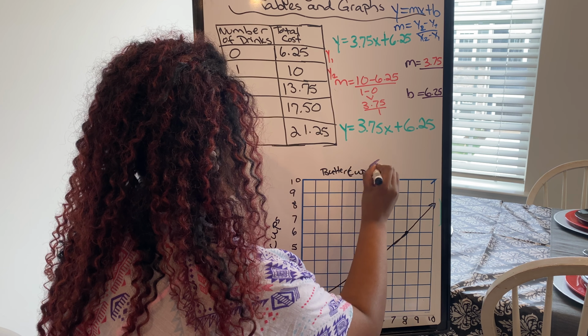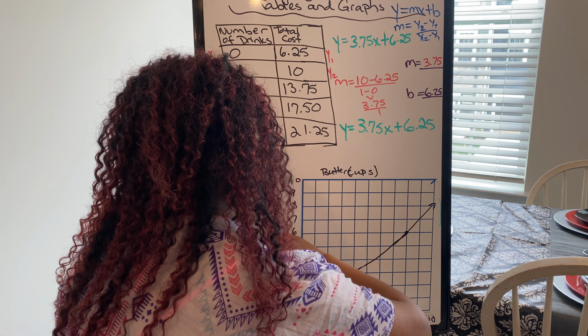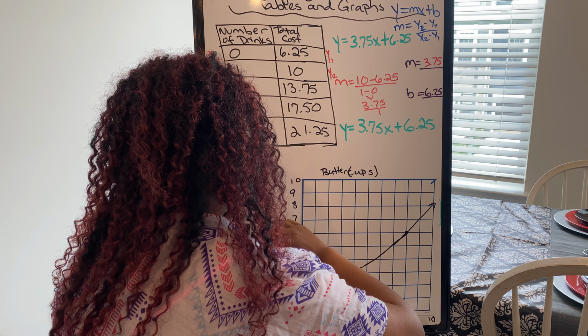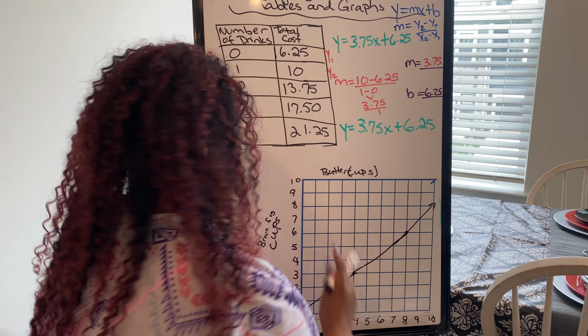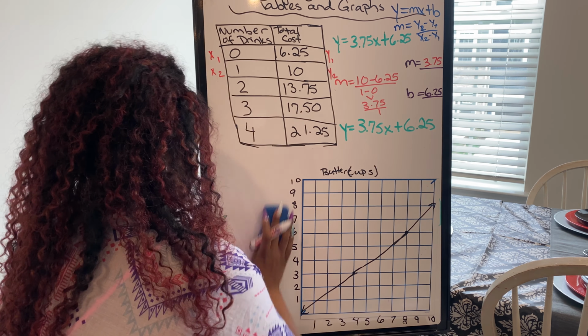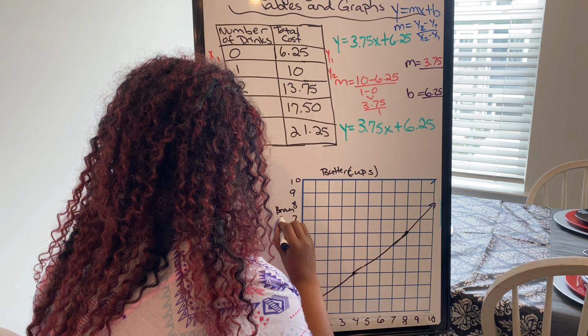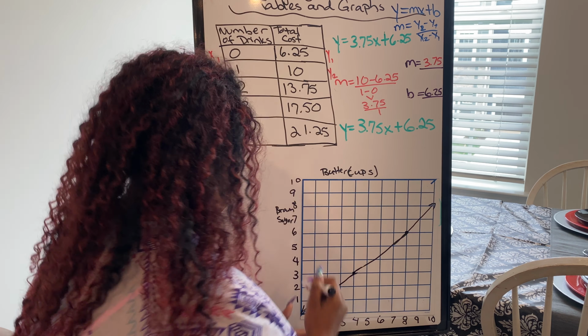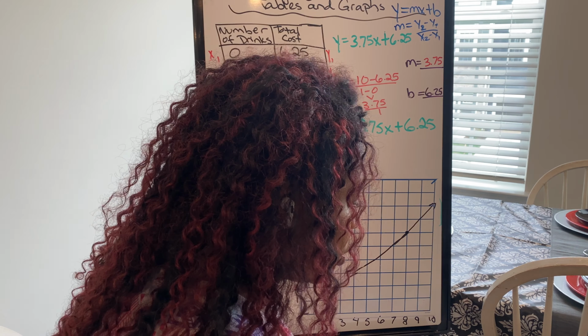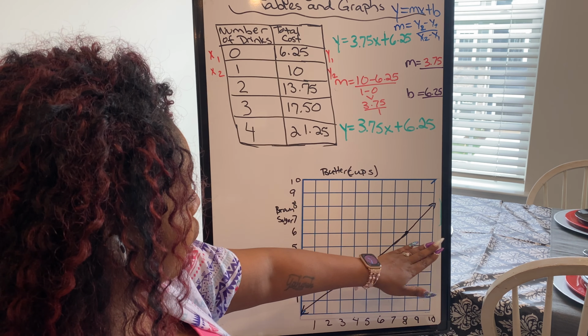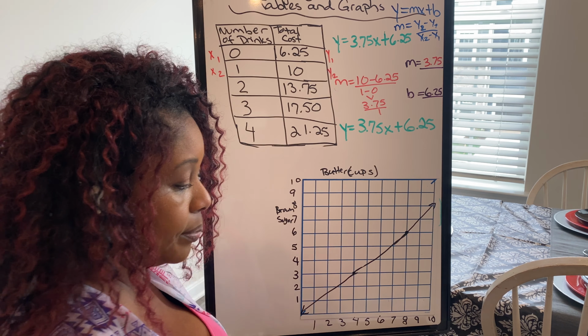Butter in cups. And this is our brown sugar. Actually, I think I want to use that space, so I'm going to say brown sugar. There we go. When you have this, the first thing you want to do is look at your points.